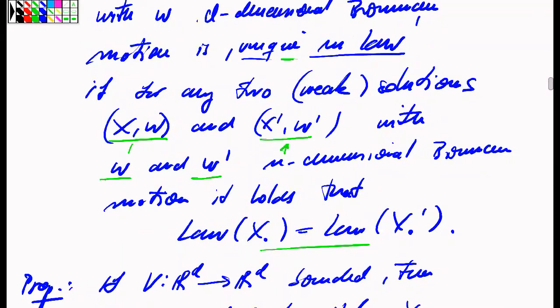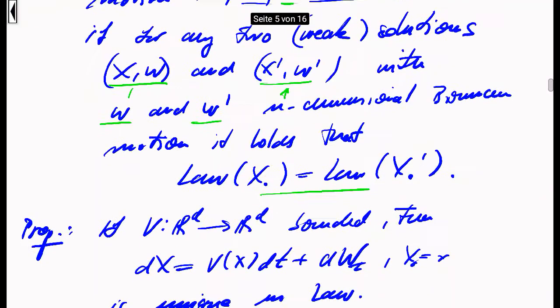So it is saying the following: whenever you have a pair of solutions x and w, where the statistics of the w are the one you want, and if it is so that the resulting output statistics are uniquely determined, then you call this stochastic differential equation unique in law.